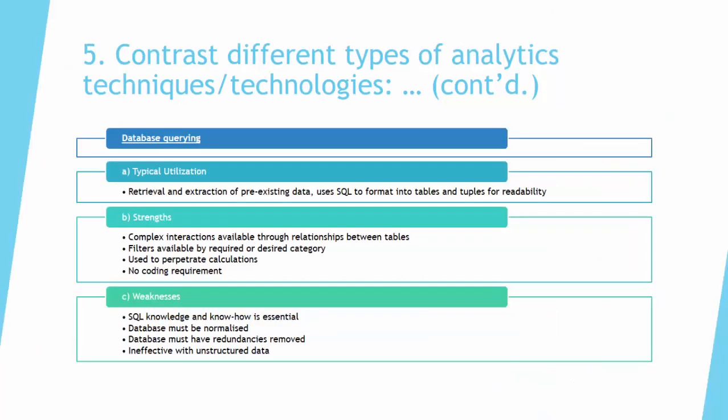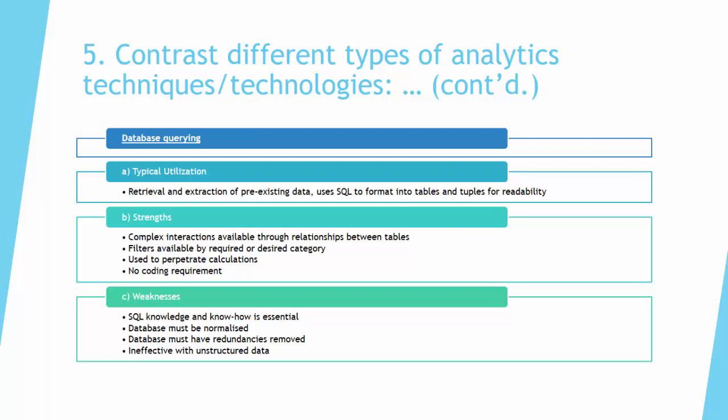Third is database querying. Typical utilization for this technique is that it retrieves and extracts pre-existing data, using SQL to format it into tables and tuples for readability. The strength of using this technique is that it has complex interaction available through relationships between tables, and there are filters available by required or desired category. Other than that, it is used to perform calculations, and no coding is required where there is software, as it will generate the database table.